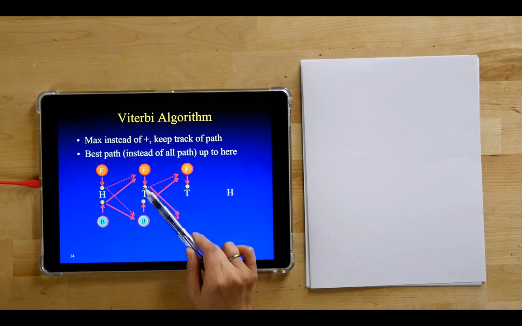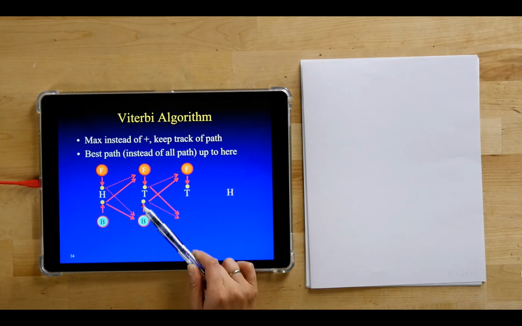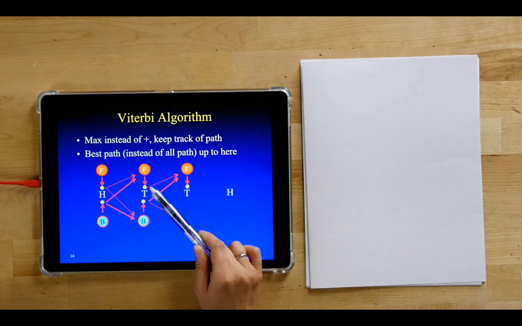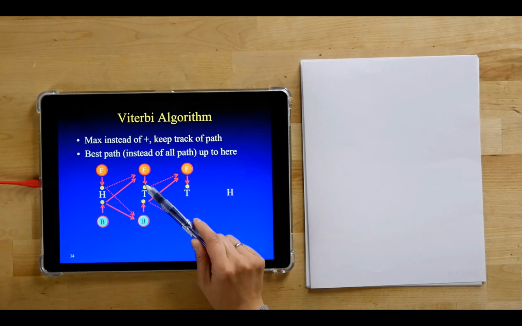You say, okay, either I use a fair coin before, inherit this yellow dot multiplied by the transition from fair to biased, or I inherit this yellow dot, use a biased coin, and then transition from biased to biased. You compare these two paths, ask which one has a higher number, and pick the one that's better.